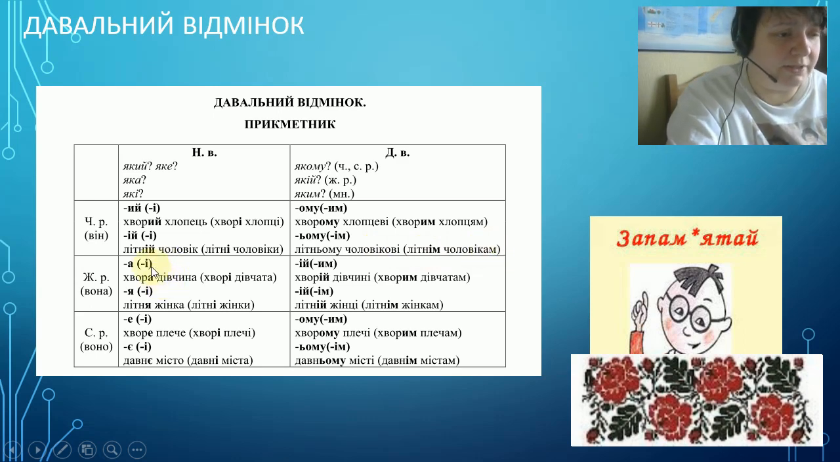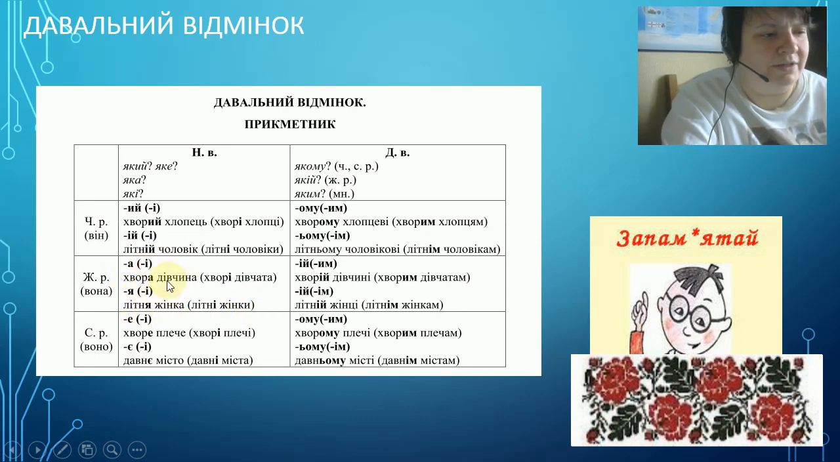Grammatical feminine. So in nominative case we have endings -а, -і, -я, -і. -а if the sound in the root is hard. Хвора дівчина, ill girl, хворі дівчата, ill girls. And if the sound is soft in the root, we have ending -я. Літня жінка, літні жінки, it's in plural, ending -і. Old woman, old women. So in plural, it doesn't depend on the sound, we have ending -і.